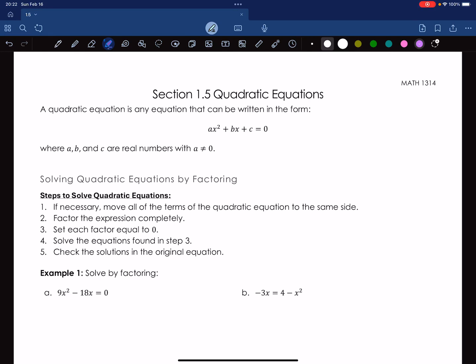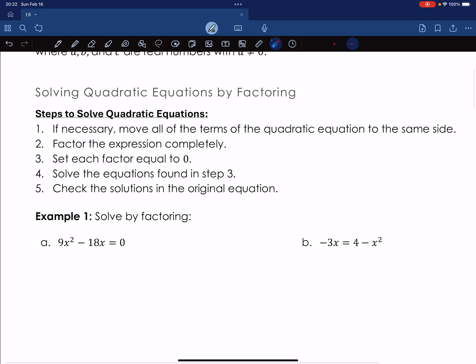In this video, we're going to go over section 1.5, quadratic equations. A quadratic equation is any equation that can be written in the form ax squared plus bx plus c equals 0. The equals 0 part is why it's an equation, where a, b, and c are real numbers and a is not equal to 0. If a were 0, that would get rid of our x squared term, which would make it a linear function instead of a quadratic.